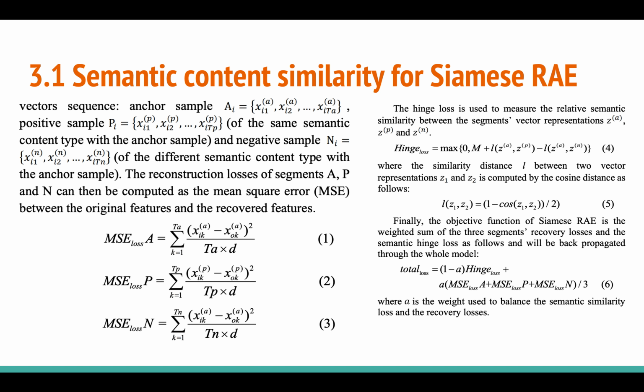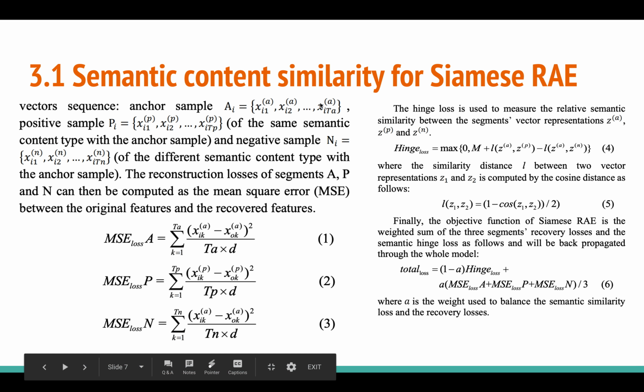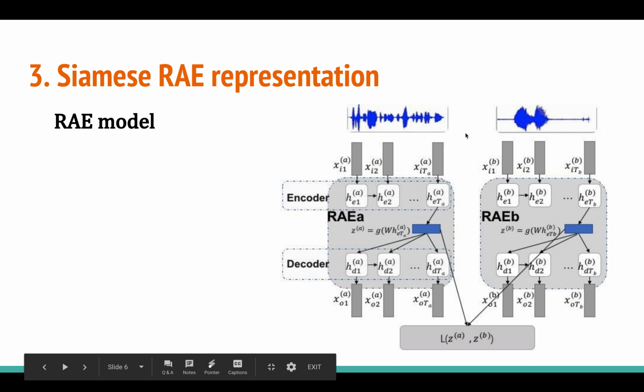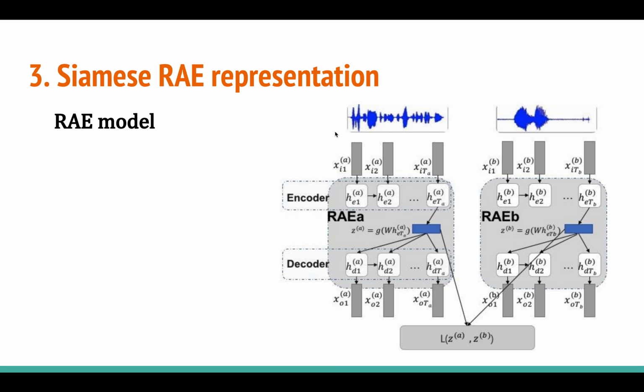Then we will see how we use this network to get this semantic content similarity using this CMS RAE. Let's assume we have this. As we know, the input here is a speech signal, which can have variable length input, unlike a CNN, where we can feed only constant dimension input. Here we can feed any sort of dimension input. So the input will be represented by these features x.